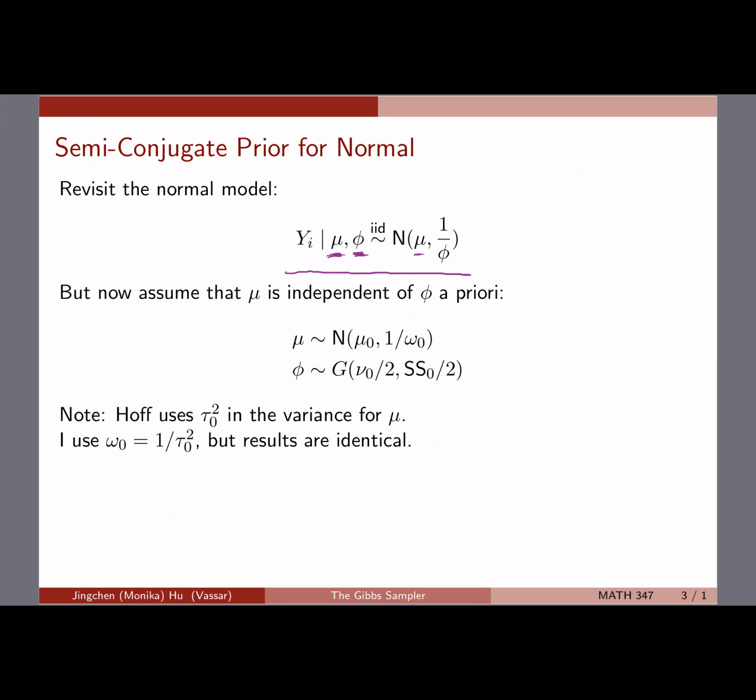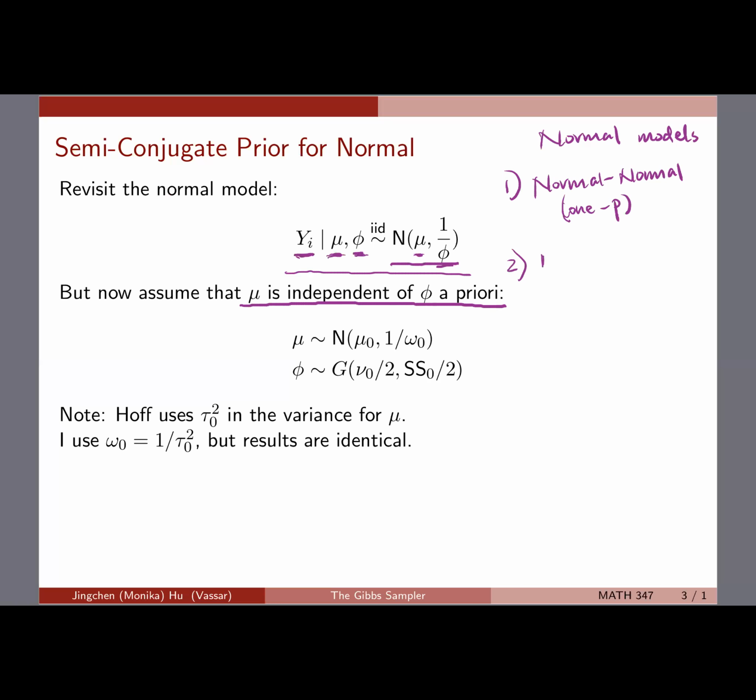So if I'm looking at a normal model, saying that I think each of the data is IID, following a normal distribution centered at mu, and precision is phi, so the variance is 1 over phi. This will be the general normal model that we had learned before. Now I want you to think about a different prior specification. Let me do a quick review of the normal model that we did before. For the one parameter normal, that's straightforward, okay? We are only making inference about the mean, and we assume that the variance is known.